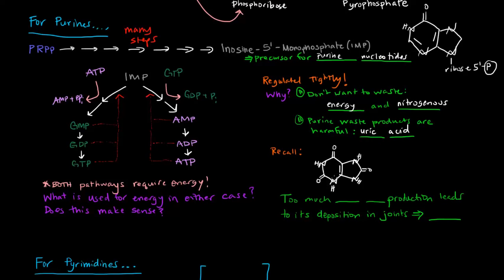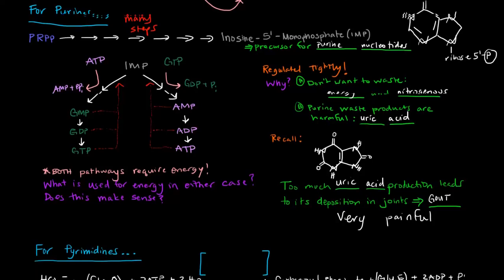Now, uric acid is not cool. Too much uric acid production can lead to its deposition in joints. So in your, say, elbow joint, your knee joint, or even your toe joints, just joints all over your body, right? And that condition is called gout. You may have heard of it, and that is very painful. So it makes sense that you would want to regulate this process tightly so that you don't have too much of this waste product, especially if it's going to accumulate in your joints and cause you a great deal of pain. So that's a sort of general overview about what goes on with purine nucleotide biosynthesis.